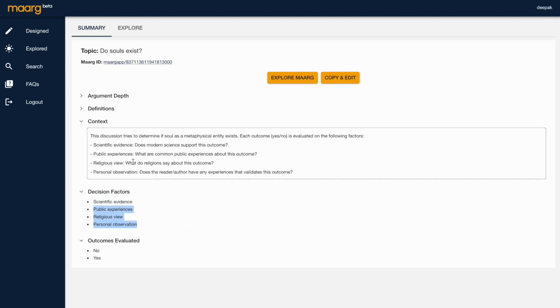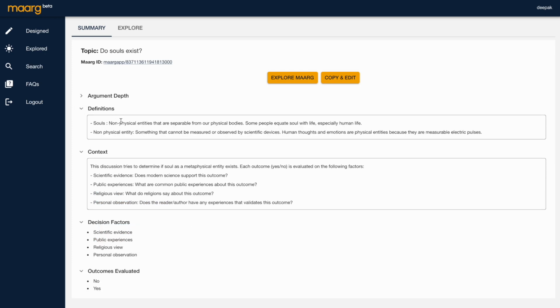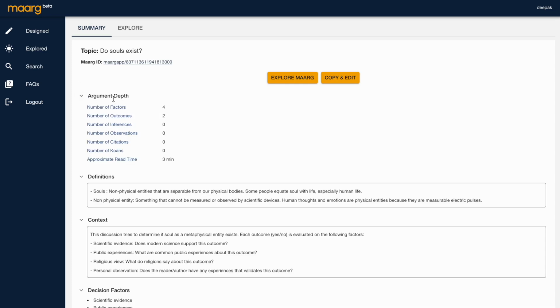Okay, so before we proceed, there is also an option to check the definitions. For example, what is soul? Before we start debating about soul, it's important that we all agree, at least for the sake of a discussion, what is soul or what is a non-physical entity. And finally, we can also look at the argument depth. So this is a very simple Maarg. As you can see, this barely has any inferences or observations or anything.